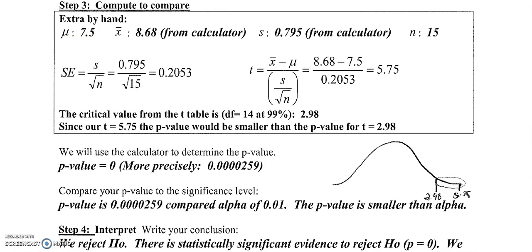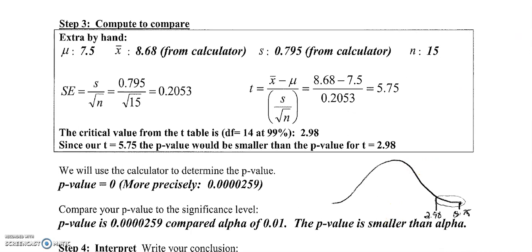So to do the work by hand, let's make sure we know what's given. Mu is 7.5, X bar is 8.68. Our standard deviation, which we got from the data in the calculator, is 0.795, N is 15. First step to do it by hand is we need to find the SE. To find the SE, you take your sample standard deviation divided by the square root of N. So 0.795 divided by the square root of 15 equals 0.2053.